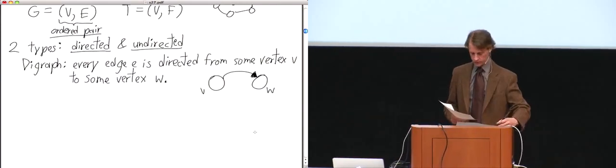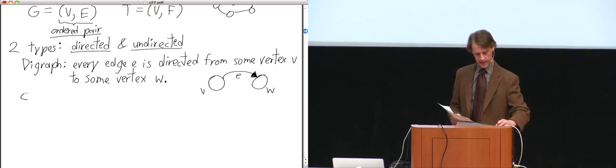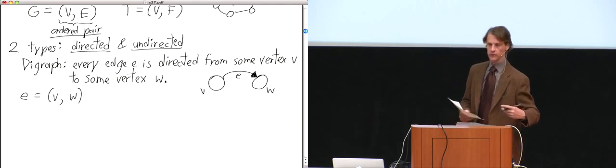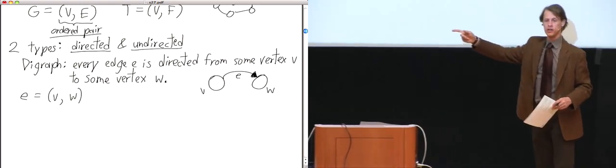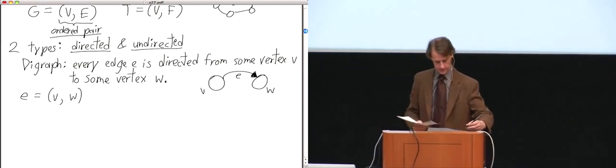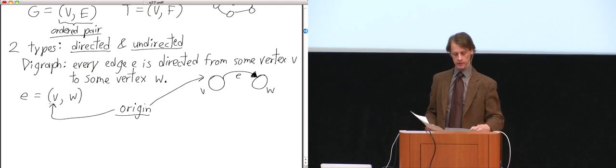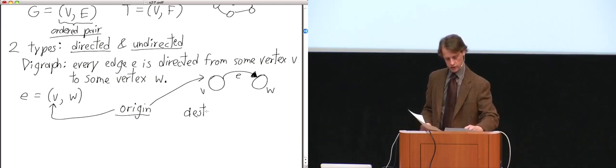And we will often write, if this edge we call it E, we can write that also as an ordered pair. So if we write E equals VW, that's our way of saying that E is an edge that points from V to W, and V is called the origin of the edge. And W is called the destination of the edge. Whatever is being pointed at is the destination.